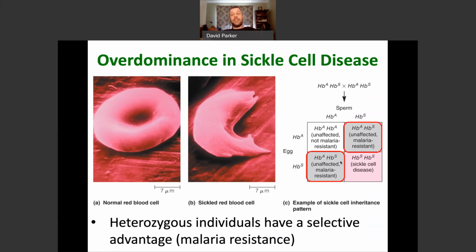That selective advantage explains why sickle cell disease is more predominant in the African American community than it is in the Caucasian community. And that is because there's a lot of malaria in Africa. So in Africa, there's a selective advantage for these heterozygotes. That is an example of overdominance, where the heterozygotes have some kind of selective advantage over the homozygote dominant, or indeed the homozygote recessive.